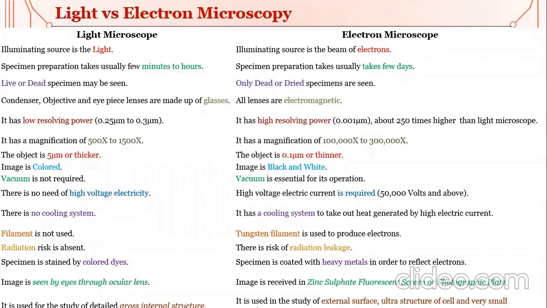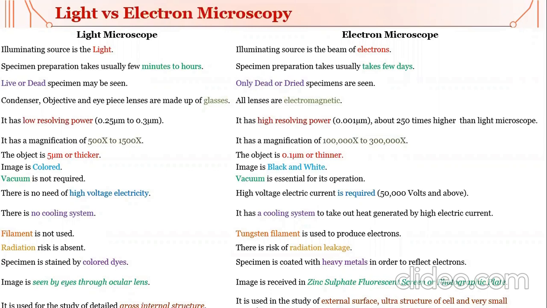The third difference is whether live or dead specimens may be seen. In the light microscope we can use both live and dead specimens on the slides. But in the electron microscope, we have to use only dead specimens, because the specimen has to be stable to be focused on by the electrons, since we need the reflection and deflection of the electrons. That's why only dead organisms are seen under the electron microscope.